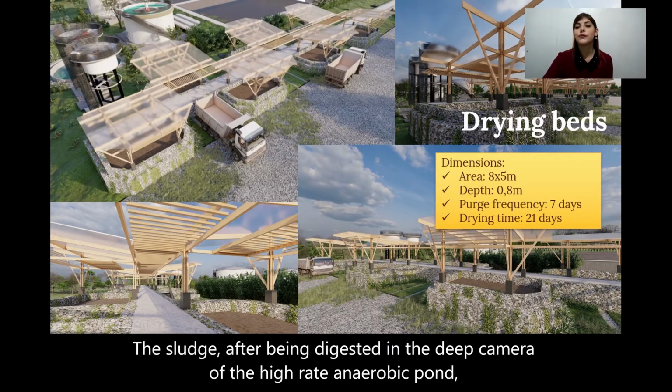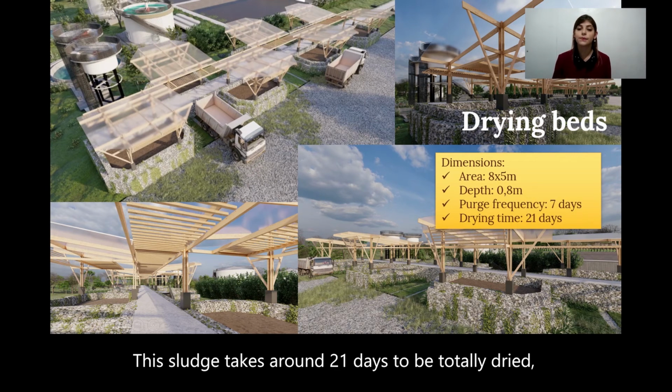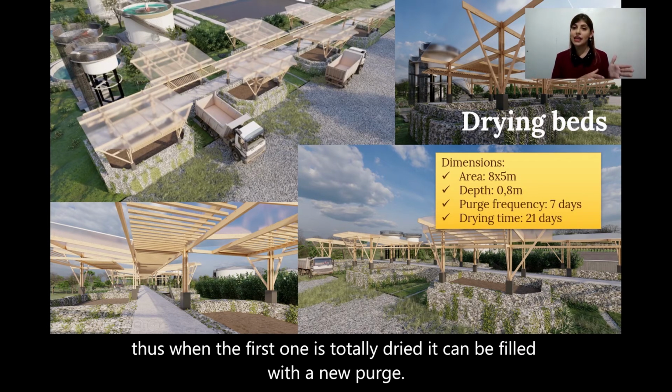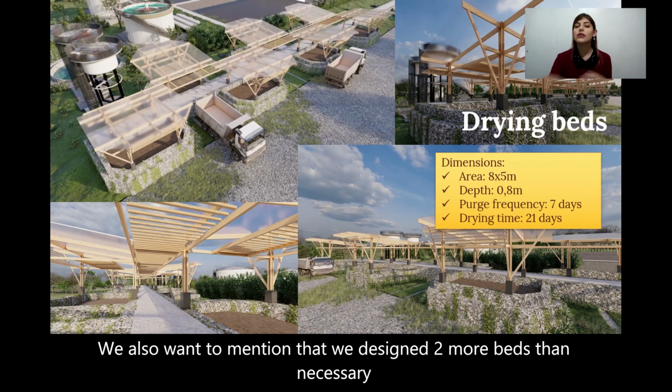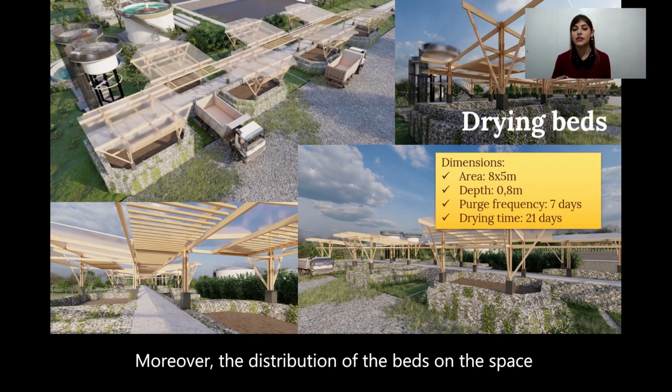The sludge, after being digested in the deep chamber of the high-rate anaerobic pond, is transported to the drying beds with a purge frequency of 7 days. This sludge takes around 21 days to be totally dried, and we use one bed every week. Thus, when the first one is totally dried, it can be filled with a new purge. We also want to mention that we designed 2 more beds than necessary in order to prevent possible operation difficulties.